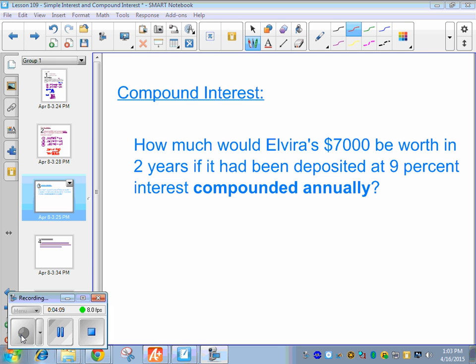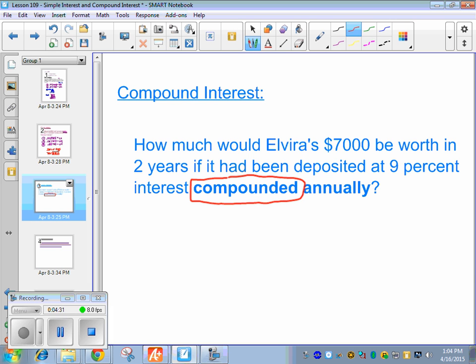All right, compound interest. How much would Elvira's $7,000 be worth in 2 years if it had been deposited at 9% interest compounded annually? When you see this word here, compounded, you know that we're not doing it the simple way. Simple interest is the simple way.